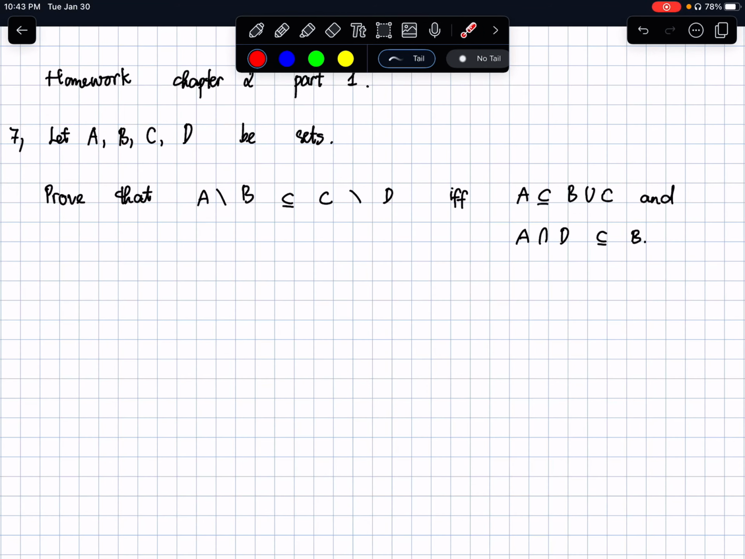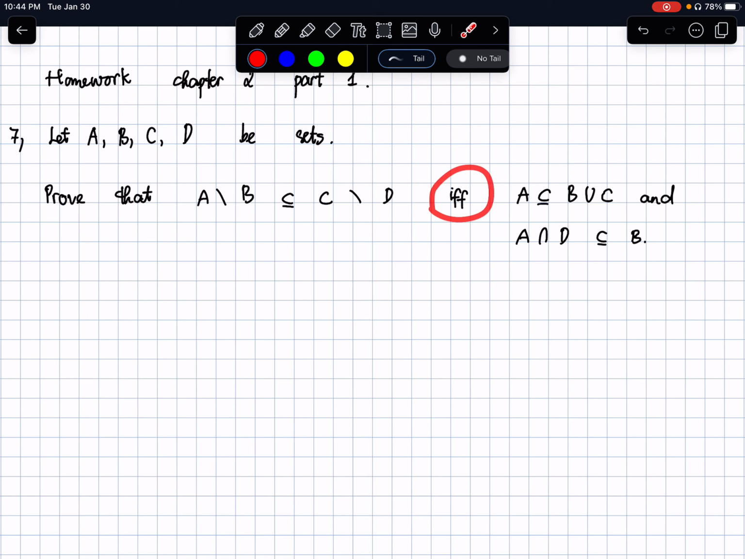Now let us do question 7. Let A, B, C, and D be 4 sets. We need to prove that A minus B is a subset of C minus D if and only if we have two things. The first one is A is a subset of B union C. And the second thing, A intersect D is a subset of B.